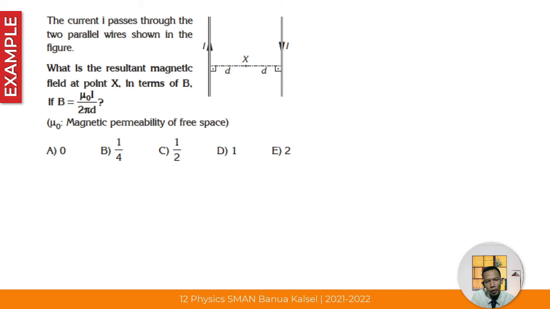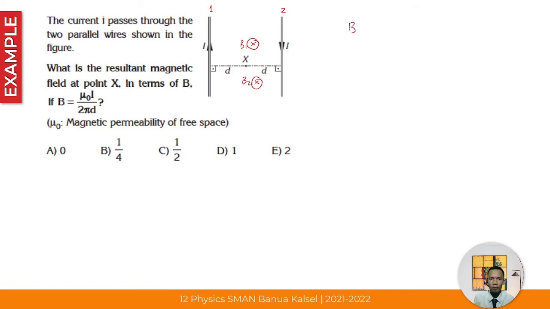The next example is the same. Let's say this one is wire 1, this one is wire 2. For wire 1, the thumb is coming up and X is to the right, so the field will be a cross, coming in. Let's say B1 in X is a cross. For B2, the electric current is coming downward, and X is to the left, so it will be coming in as well. So B2 will be a cross as well.